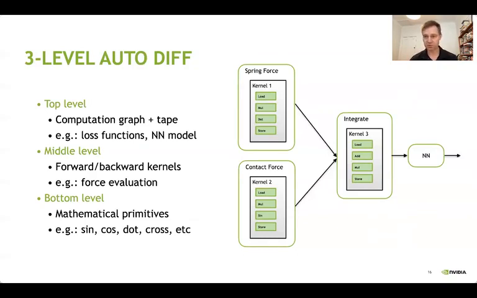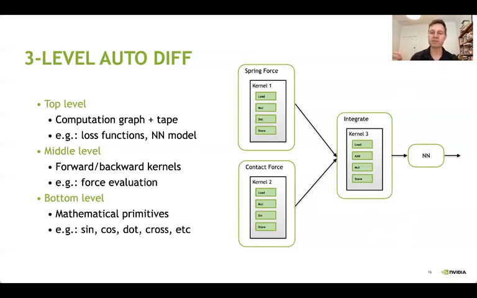And each of the kernels in turn consists of functions like the sine, cosine, dot product, cross product. And so we need the adjoints of those. And those mathematical primitives are where we might bring in our symbolic tools. So top level, we have a computational graph, the graph-based approach. Mid-level, we have our source code transformation approaches, and bottom level, we have our symbolic approaches.